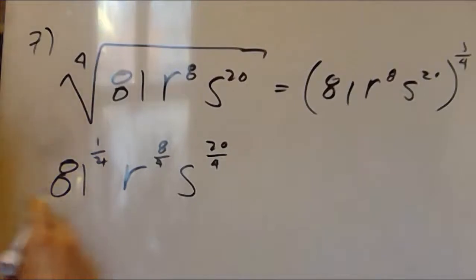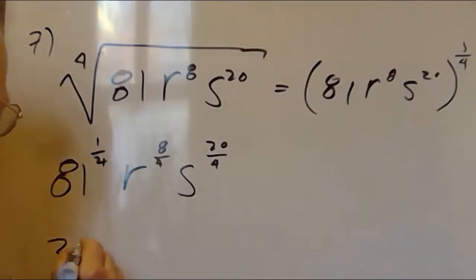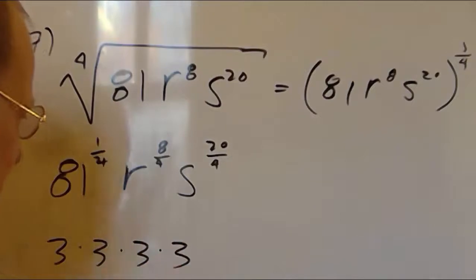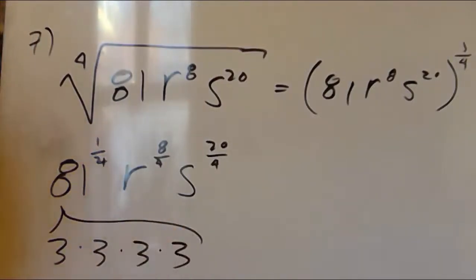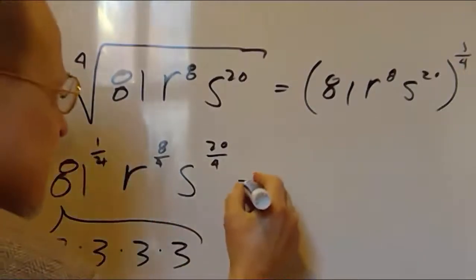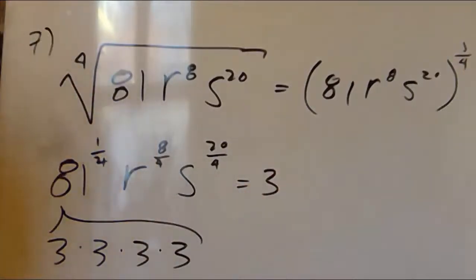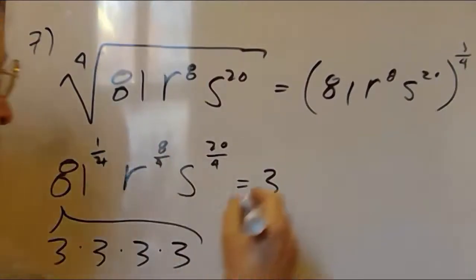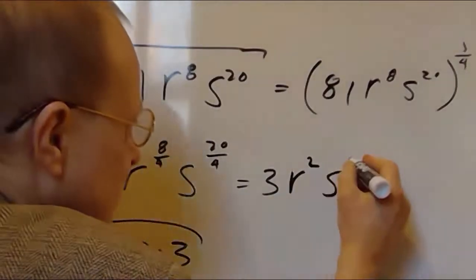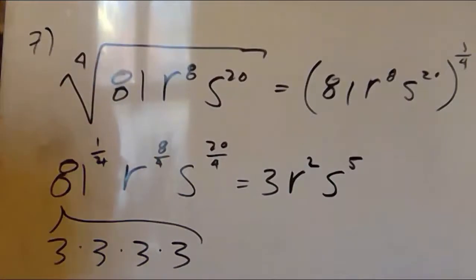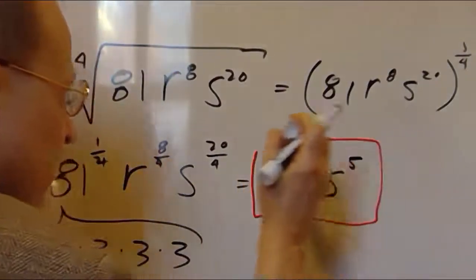And if we can maybe figure that out, it turns out that if we multiply 3 times 3 times 3 times 3, 4 times, we're going to get 81. So it turns out that this is 3. 4 goes into 8 2 times, so that's squared. 4 goes into 20 5 times, to the 5th, and so this becomes our final answer.